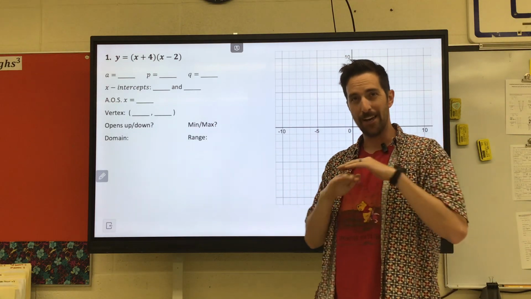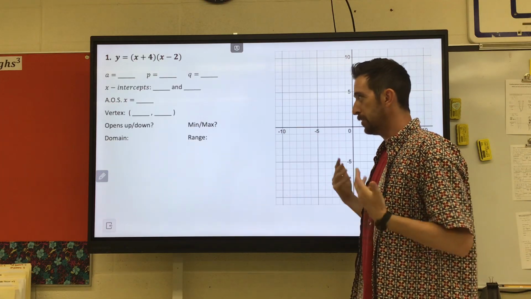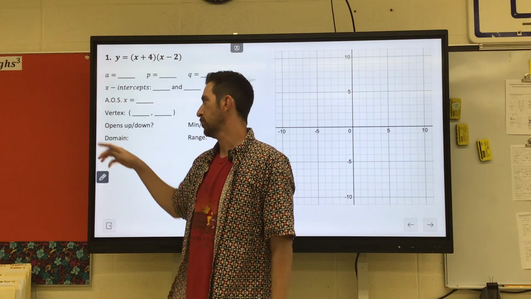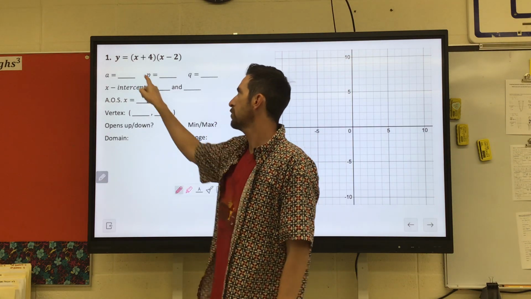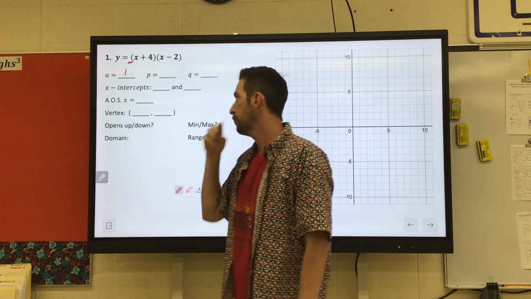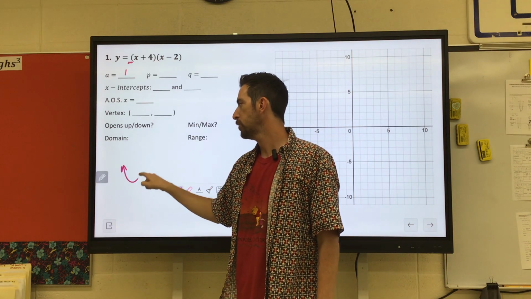It's going to give us the x-intercepts where it crosses the x-axis. So we've seen some of these things before. The A shows a stretch or compression, and it's always going to be out in front. Now in this one, there's an invisible 1 out there. And remember, when the A is positive, that's going to make a normal U-shaped parabola.